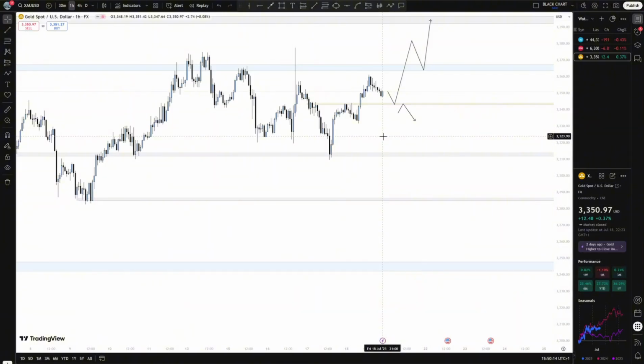This is how you can grow your small account. Remember what I told you guys. I said talking about growing an account, there are things you need to understand, which is the trend direction. The second one is the market structure.